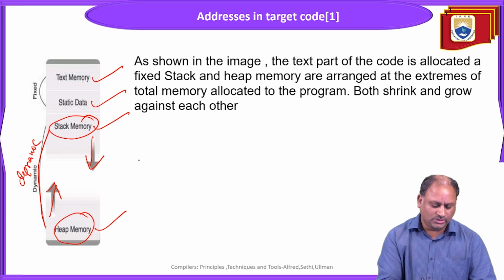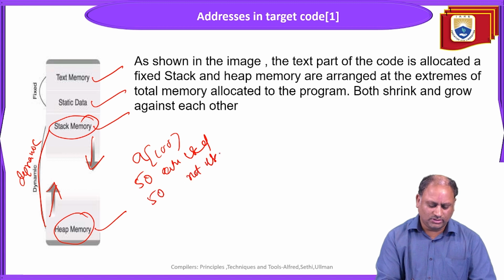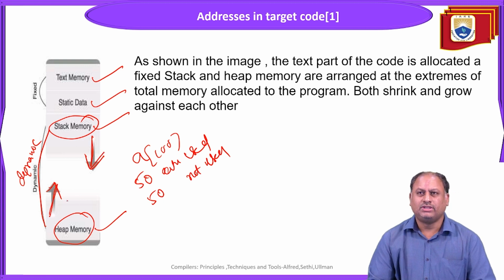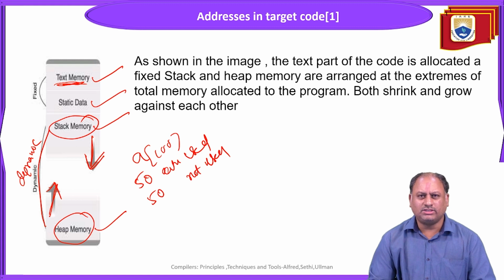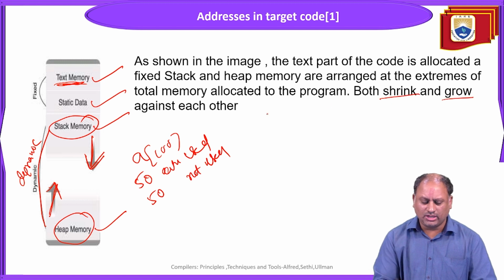That means previously you declared A of 100. If you used only 50 entities, and 50 entities were not used, then as per the requirement, it grows on the stack side and heap memory. The text part of the code is allocated as a fixed area. This code is fixed. Static data is nothing but a fixed amount of data, whereas memory available at runtime, needed or not needed, depends on the requirements. Then it automatically shrinks and grows against each other.